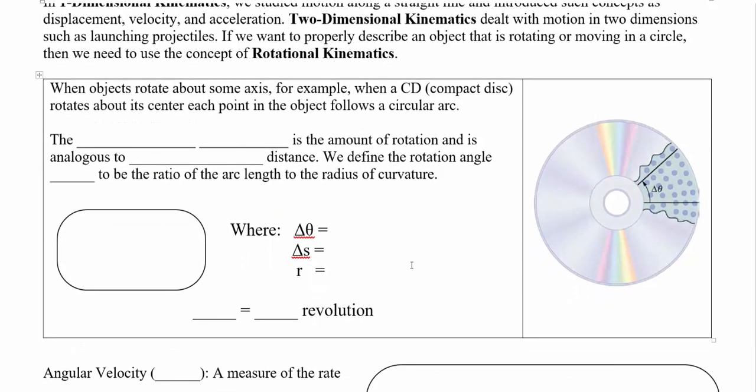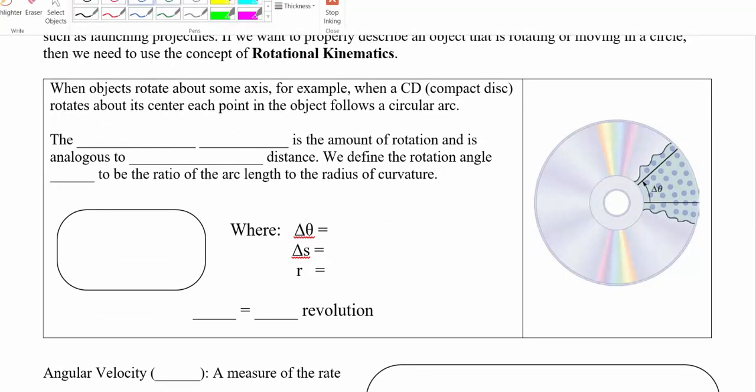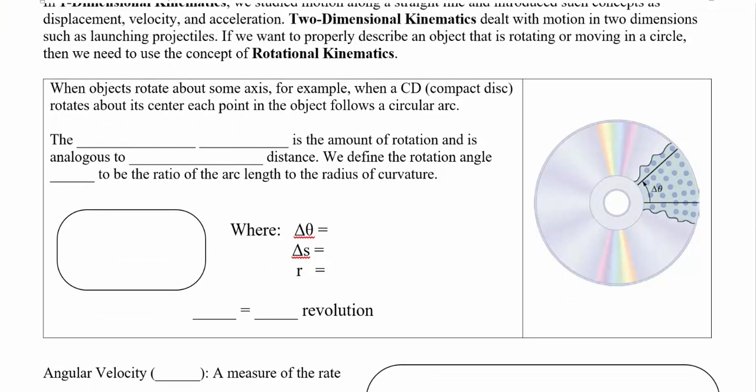The first one I want to introduce to you is this idea of rotational angle. If we have an object like a CD, which is a compact disc for you children out there, if a CD is spinning around, then you could describe the motion of that CD as it's spinning by talking about the rotational angle, which is basically just the amount of rotation.